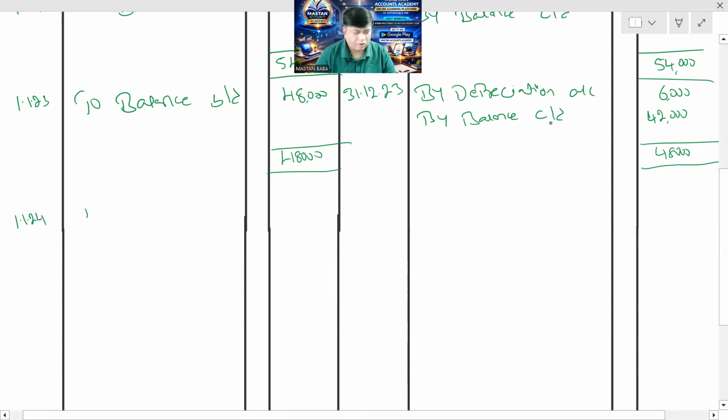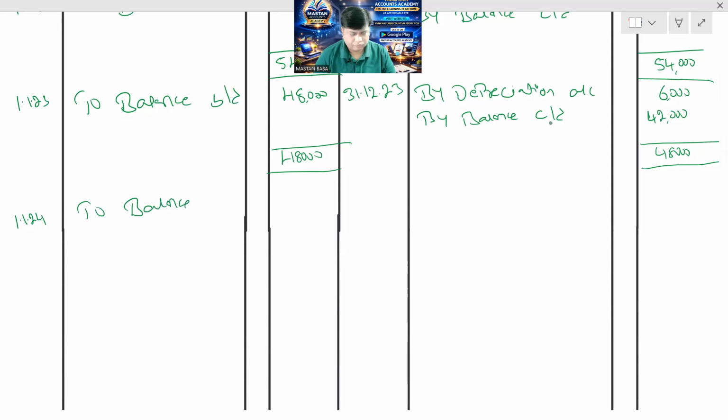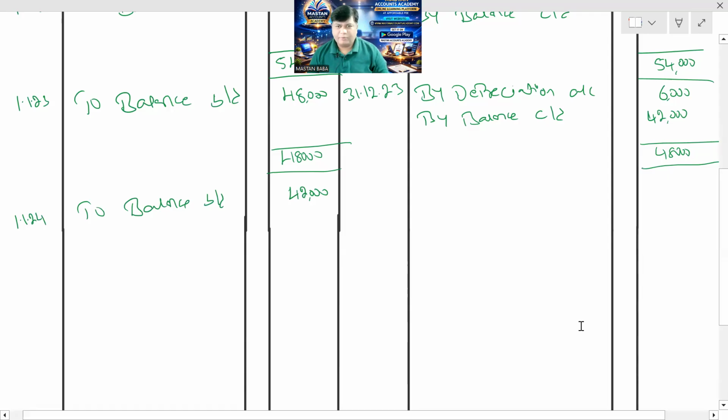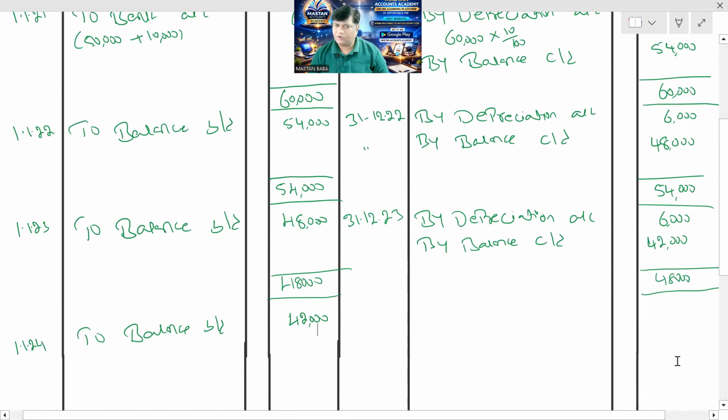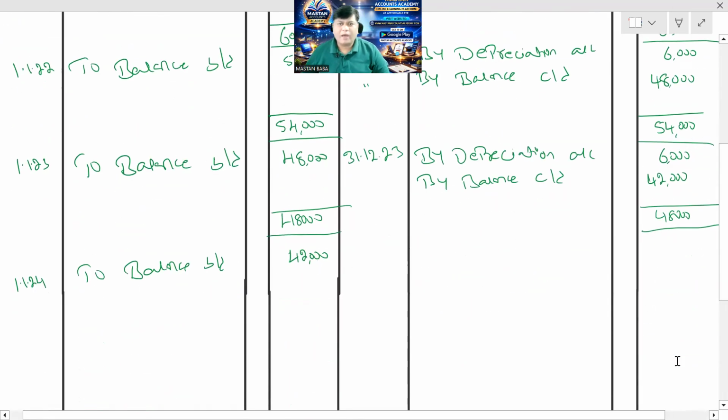1124 to balance brought down 42,000. ఇక్కడ అందరూ జాగ్రత్త ఉంటుంది. ఈ ఇంటర్వ్యూ చేసింది ఏంటి చాలా సింపుల్. ఇంటర్వ్యూ ఏం చేసాం మనం? It is purchased for 60,000. 6,000 is the annual depreciation. So 6,000, 6,000, 6,000. Three depreciations full year ఉంది కదా, full year charge చేద్దాం. So balance of asset in 2024 42,000.